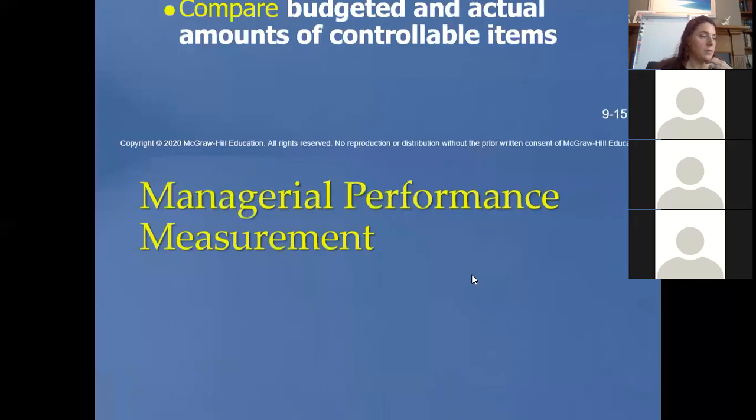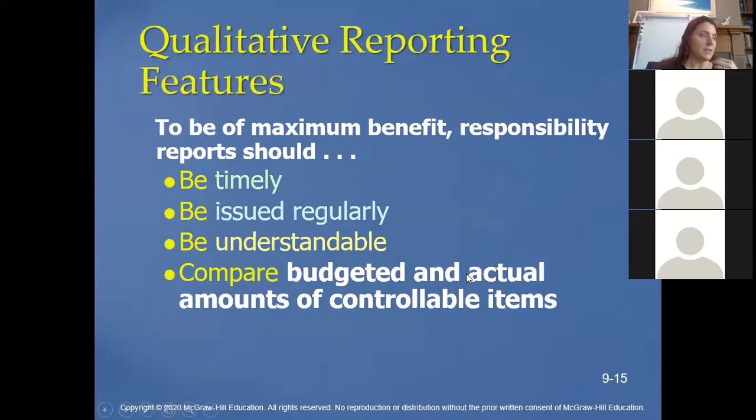Okay, let me go back up. Honestly, this does not happen as much as it should. A lot of times these reports or these meetings are not timely. They may be held months afterwards, which doesn't do you any good. They're not regularly held. They may or may not be understandable. And if you can't compare the budgeted and the actual amounts, it doesn't do you any good. So this is just some suggestions on ways to maximize these reports to help you.